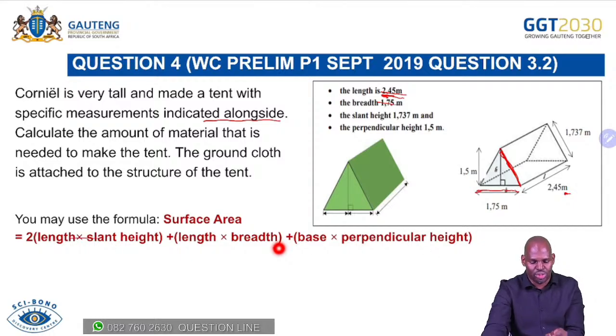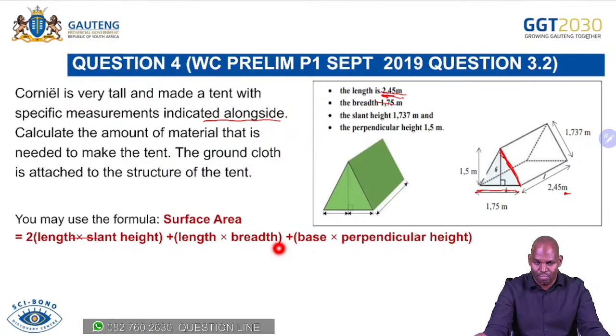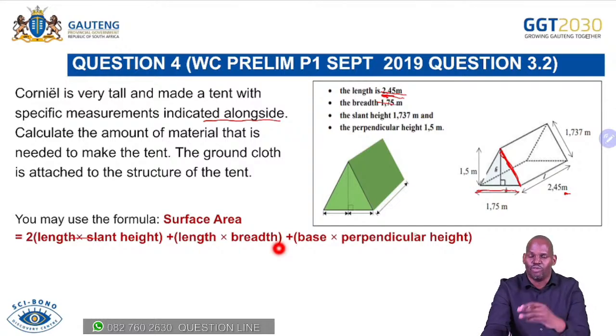You substitute the values at the correct position. We've got 2, open bracket, length times slant height, plus length multiplied by breadth, then plus base multiplied by perpendicular height. So we do the substitution. Make sure that you substitute the correct value at the correct position. Before we do the substitution, let us ensure that the units are the same. Like I said, everything is in meters. If one of them was in centimeters or millimeters, we're going to convert. But in this case, luckily, everything is in the same unit.